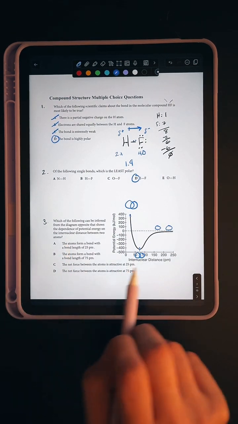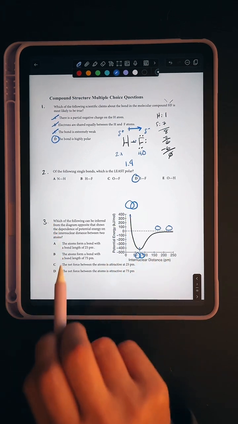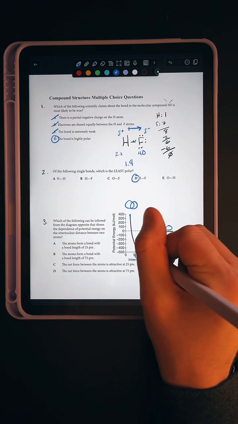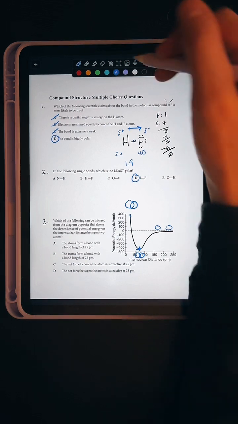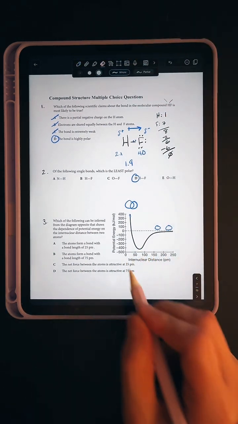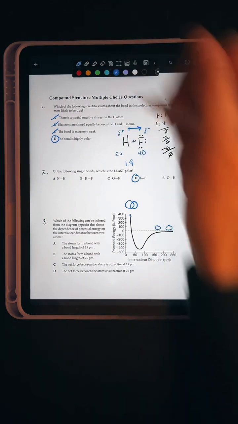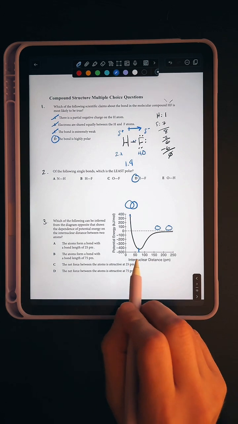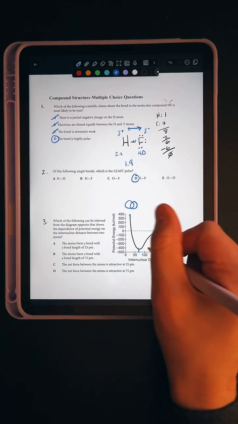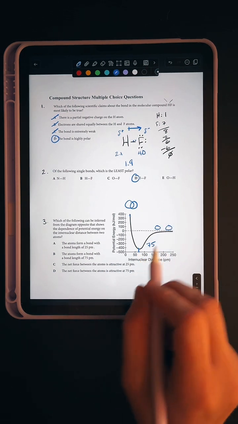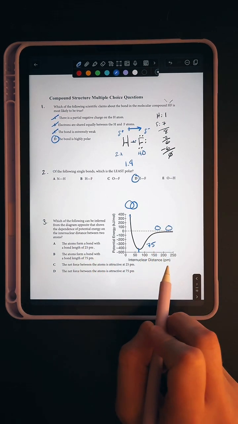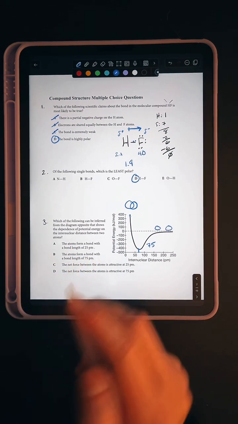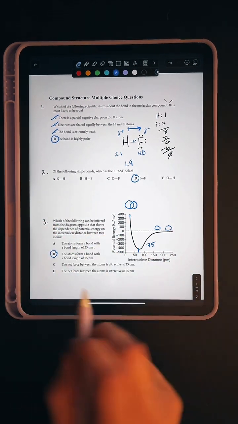So here we have this graph, and what can we infer from this? Well, we just said that at this point where we're at our minimum, that is our bond length. If I look at the internuclear distance on the x-axis, right at that bond length, that happens to be between 50 and 100, which would be 75. So our bond length between these two atoms is 75 picometers, which, if we look here, the atoms form a bond with a bond length of 75 picometers.